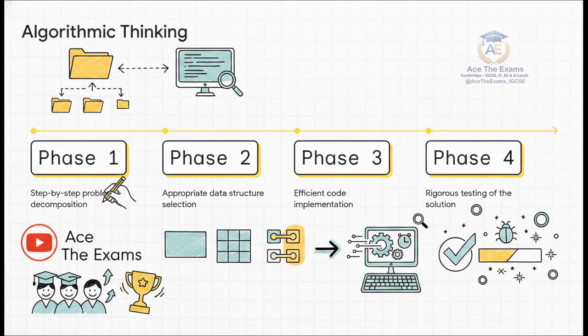Let's look at this chronologically as an algorithmic thinking timeline. This is your computer science success blueprint in action. Phase 1 is decomposition, breaking that massive file reading task down into digestible chunks. Phase 2 is selecting your data structures, making the critical decision of whether to load those file records into a 1D array, a 2D array, or an array of records depending on the exam prompt. Phase 3 is implementing the code efficiently. And Phase 4 is rigorous testing.